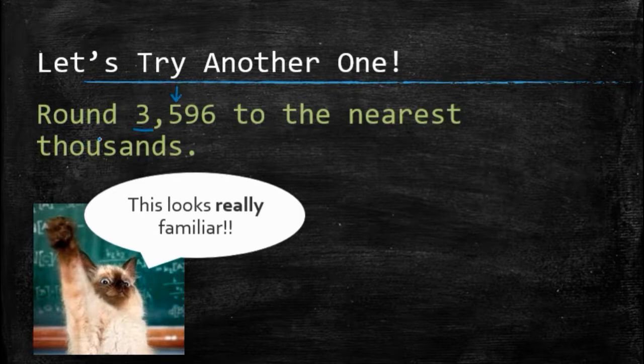And we'll ask ourselves, is it 5 or above, or is it 4 or below? Well, it is in fact 5. So we're going to go ahead and give that 3 a shove to a 4. 3 plus 1 equals 4. And then we're going to change everything after it to zeros. And notice I wanted to make sure that I had my comma in there as well.